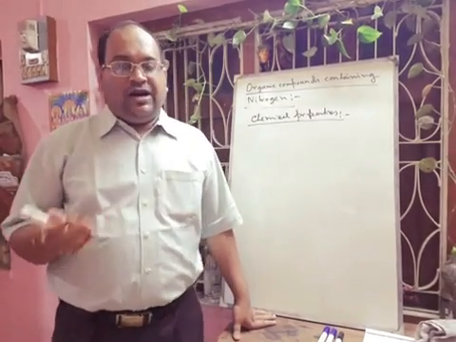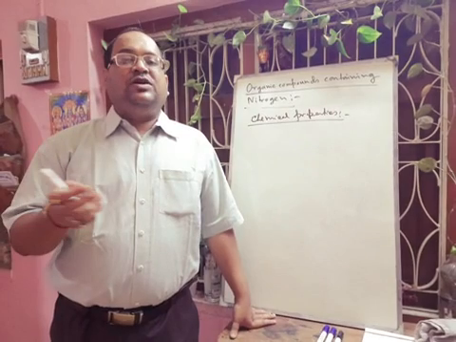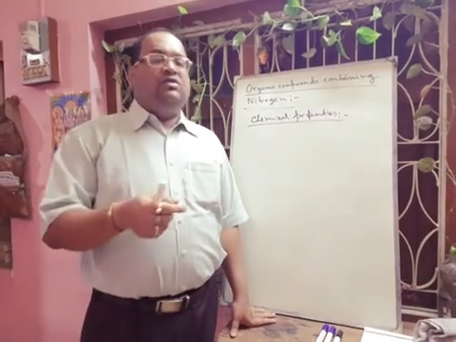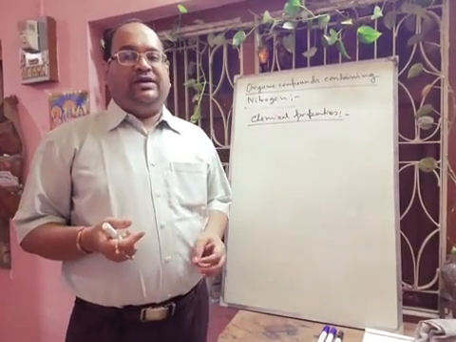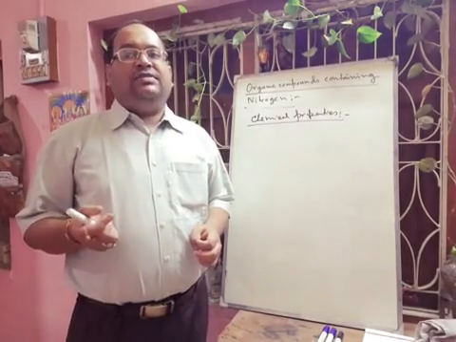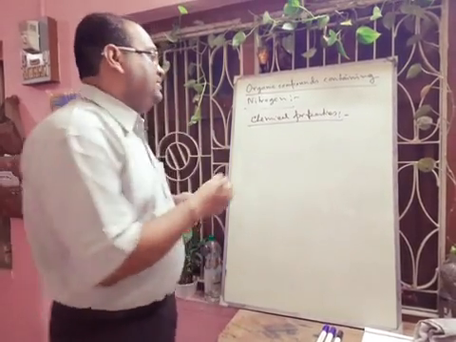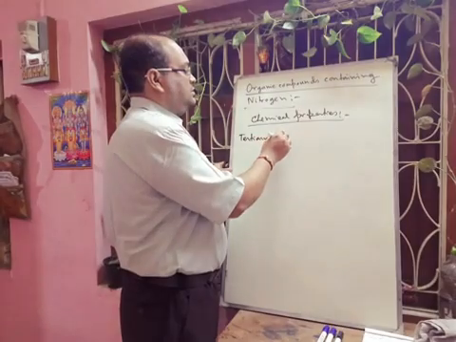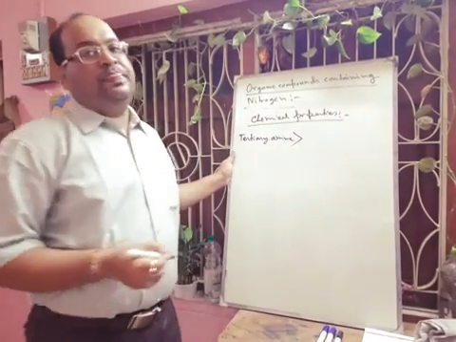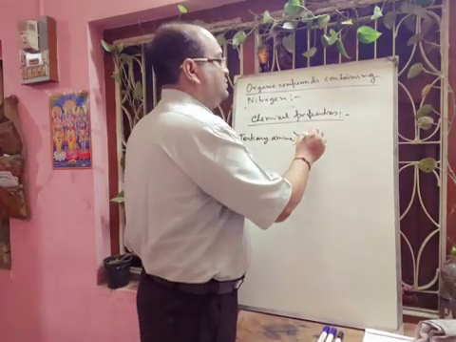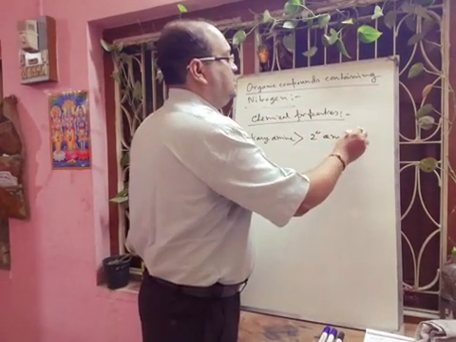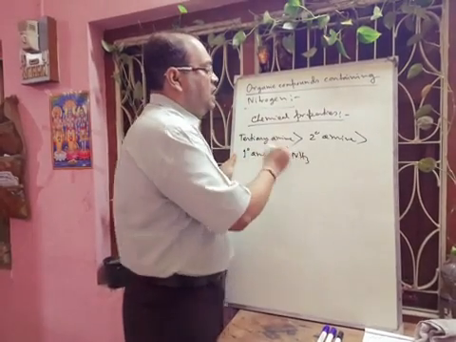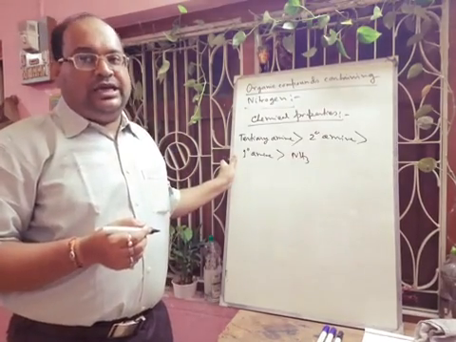Now aliphatic amines are stronger bases than ammonia. This is also because whenever we add one alkyl group to ammonia, it becomes an aliphatic amine. Now the decreasing order of basicity of amines will be: tertiary amine is the highest basic. Next is the secondary amine, the 2 degree amine. Then the 1 degree amine. Then ammonia. And whatever we are thinking here is in the gas phase.